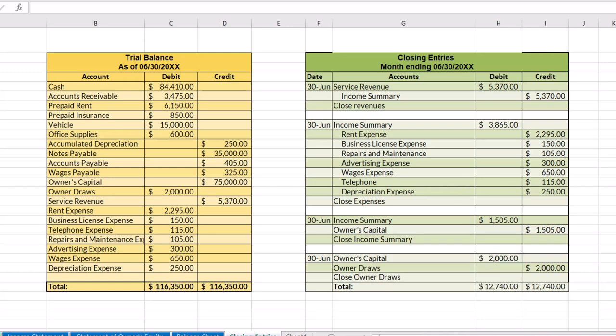So I made four closing entries. I sent service revenue to income summary. I sent my expenses to income summary. I took the balance in income summary and I sent it to owner's capital. And the very last thing I did was I closed the owner's drawing account to owner's capital. My debits match my credits. The balance in service revenue and all of my expense accounts and my owner's draw account are now zero, and I'm ready to start over the next accounting period.